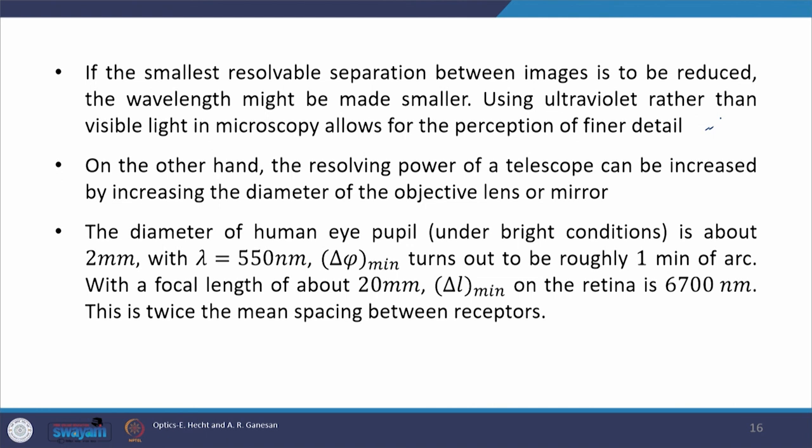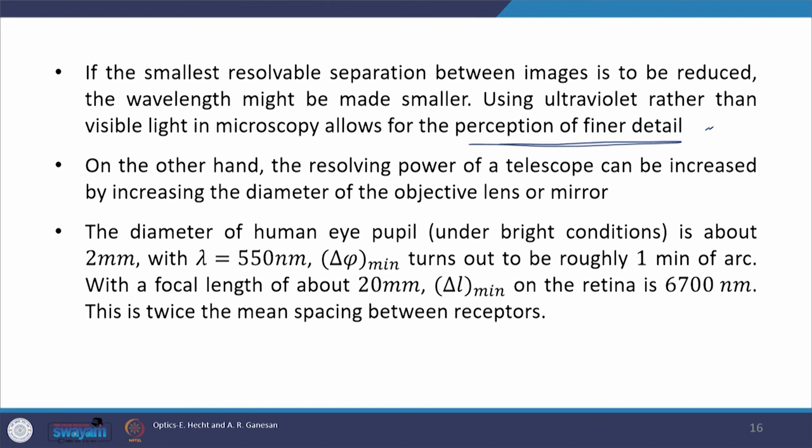If the smallest resolvable separation between images is to be reduced, the wavelength might be made smaller. If we use a smaller wavelength, then we can separate out the closer sources. Therefore, using ultraviolet rather than visible light in microscopy allows for the perception of finer detail. If two images are very close to each other, go for the lower wavelength. If the wavelength is lower, the limit of resolution is also lower, and then we can look into the finer details, which is not visible at the larger wavelength limit.